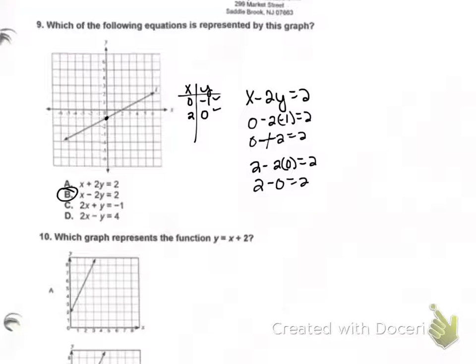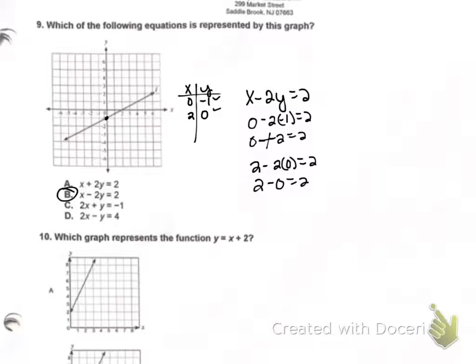Now if you want to work out C, you can, but quickly I'll just show you. I'll just take the first point. No, you know what? I'll take the second point for C. 2 times 2 would be 4 plus 0. Well, that's just 4, so that doesn't work. And for D, let's take the first point. 2 times 0 is 0, minus 1. That's going to be a positive one, so that doesn't work.